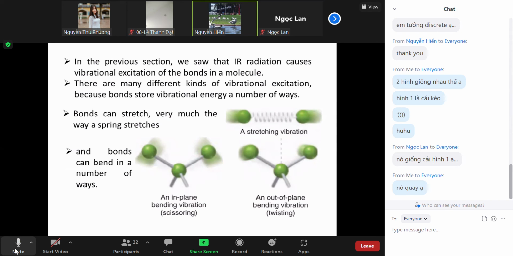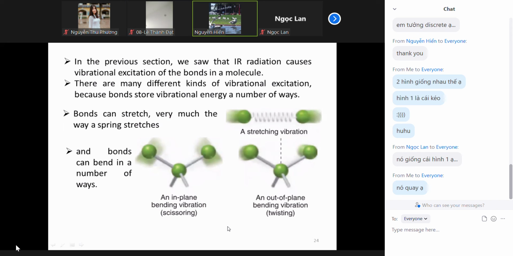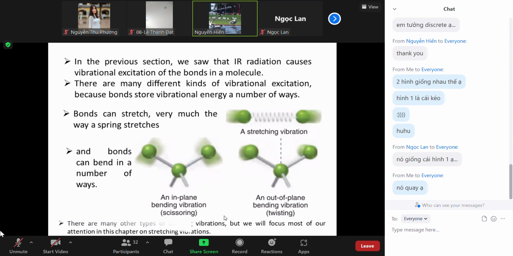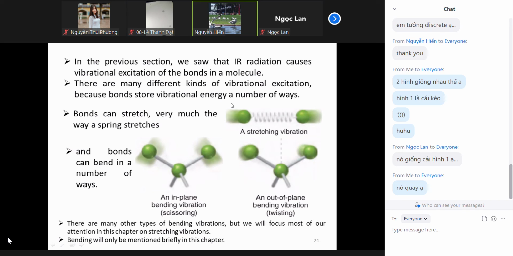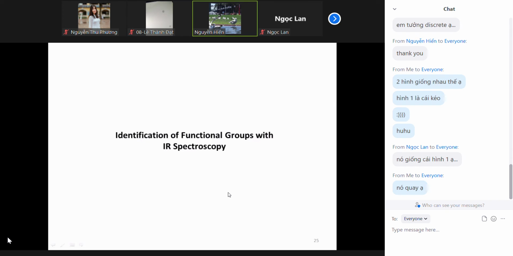Yeah, right. That's right. Like water twisting. Okay, twist, scissoring and twisting. Thank you. Okay, so there are many other types of bending, but we will not cover them. I think the first kind of motion is the most important. The stretching vibration will be the most important one to carry around here.